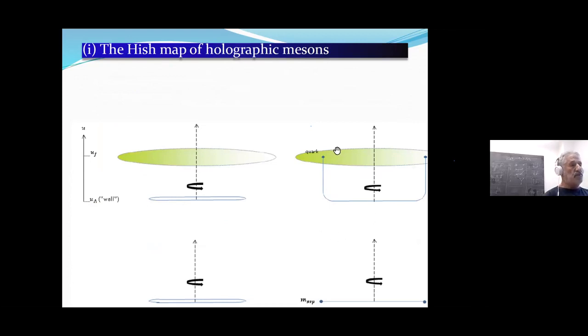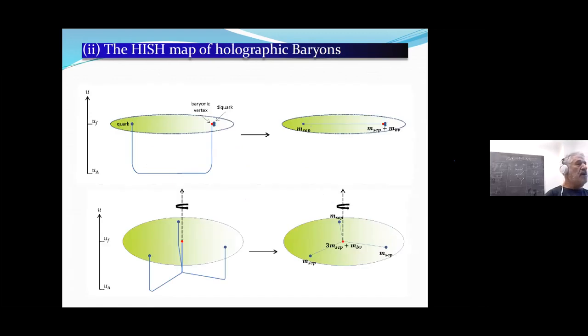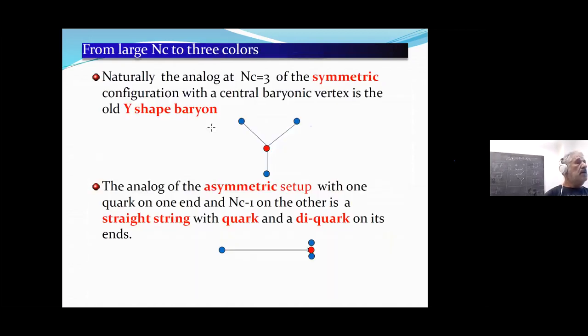Okay, so what we have here is that in holography, there will be this kind of configuration, and it will map in HISH into a string with massive endpoints. For the baryons, we can either have the symmetric case of a Y-shaped configuration with the strings that connect the baryonic vertex with the 3 endpoints on the flavor brane, and that maps in the HISH to a flat Y-shaped object. And there is the opposite asymmetric case where, in NC equal to 3, it's a quark on one side and a diquark on the other side. So this is exactly what I just said: in NC equal to 3, we have either a Y-shape or a quark-diquark.